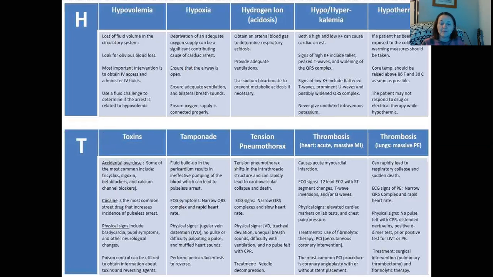A client that was in a motor vehicle accident. Now this one's tricky. What do you think? Just think about that. What could it be? Could be hypovolemia. They could have bled out, right? Could be tamponade or tension pneumothorax. Could be any of those three things.